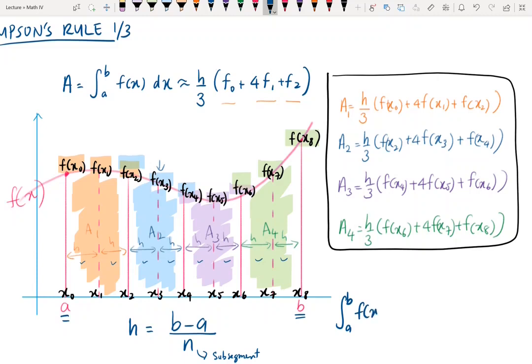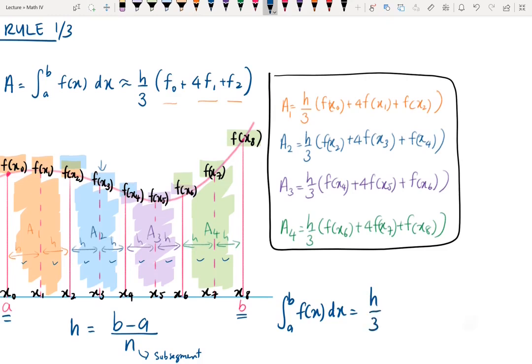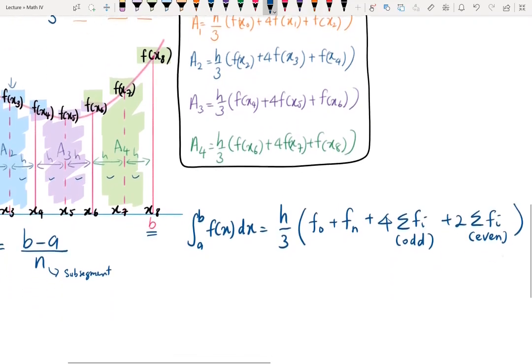So now our general equation for Simpson's rule becomes: integration between a and b of function f(x) dx equals h/3 times, F0 plus Fn, plus 4 summation of Fi for odd, plus 2 summation of Fi for even. Nanti saya tunjukkan macam mana what does it mean by odd and even tu. Dan syarat dia adalah n at least kena 2, must be more than 2.